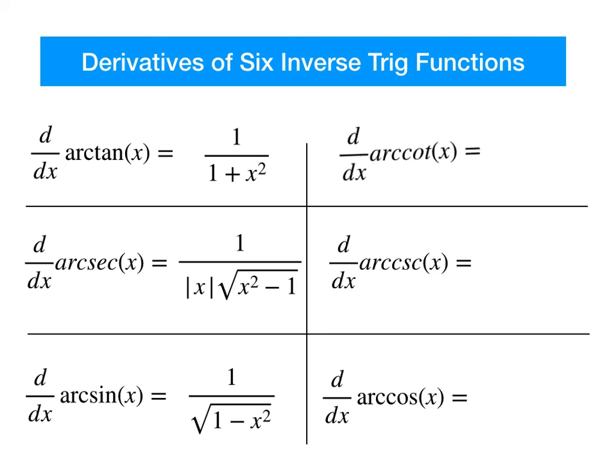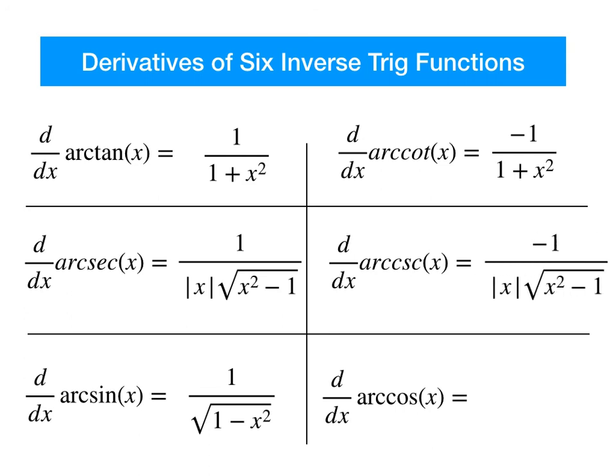The derivative of arccotangent is similar to arctangent, but with a negative sign. The derivative of arccosecant is similar to arcsecant with a negative sign. And the derivative of arccosine of x is similar to arcsine of x with a negative sign. All right, here's how you can find the derivative of some of the inverse functions.